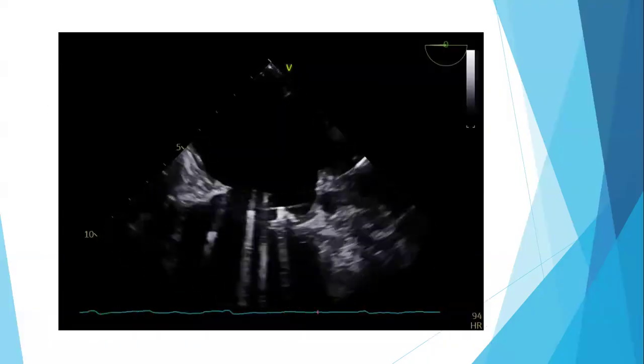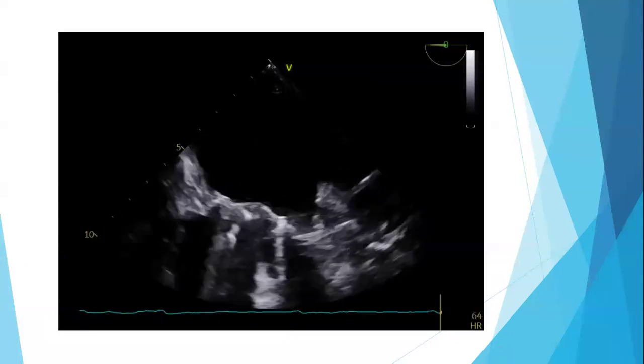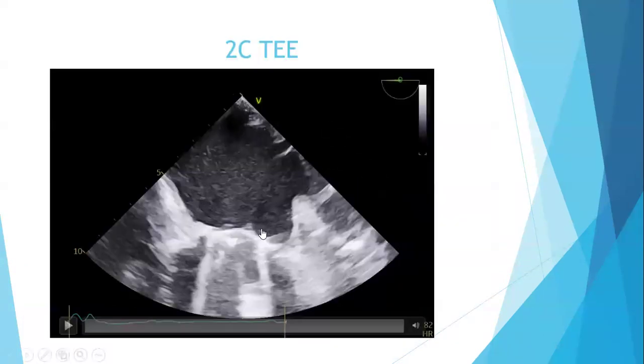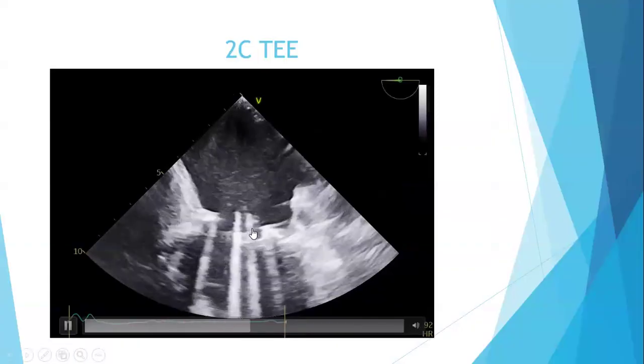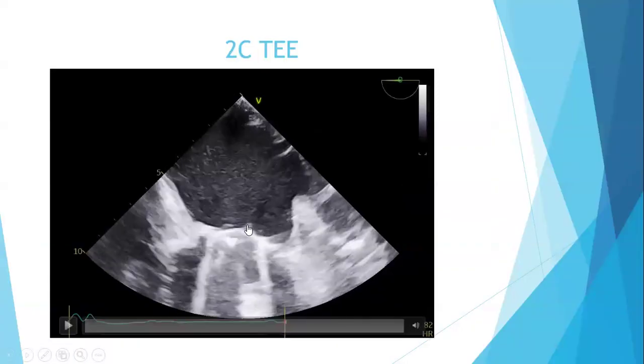Again, this is another view. This is the mass, yeah. There's an echogenic mass seen here.